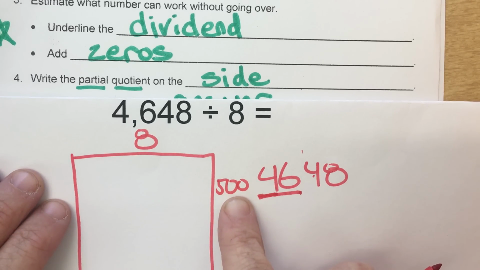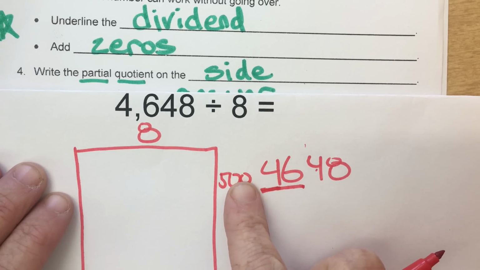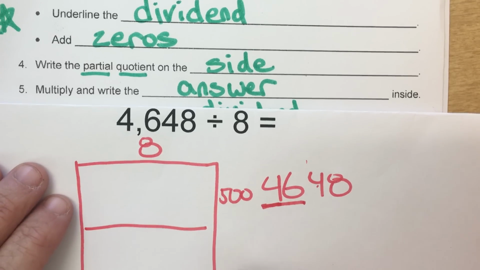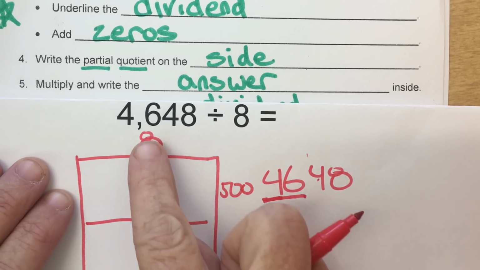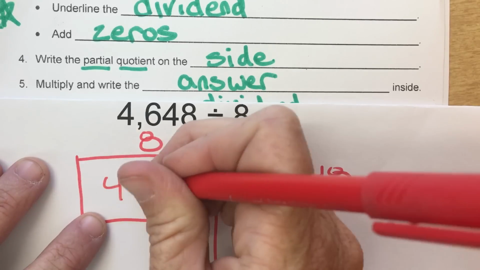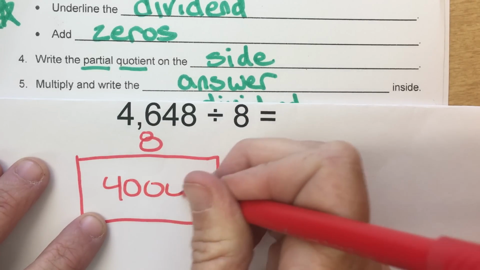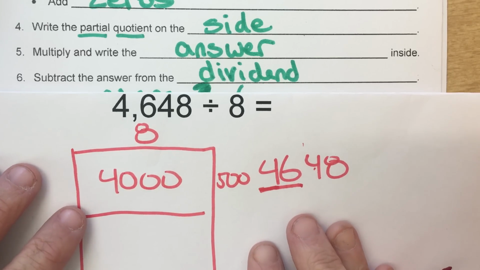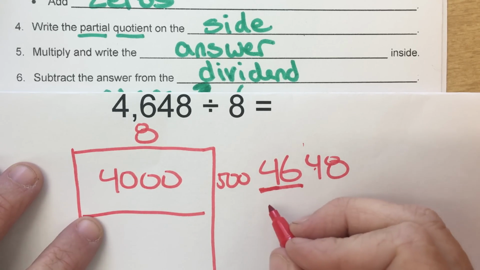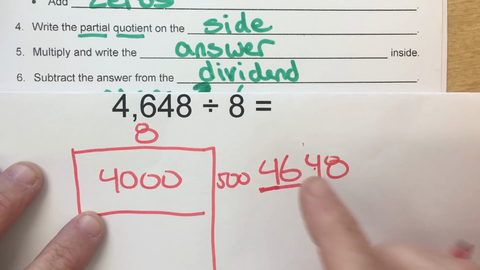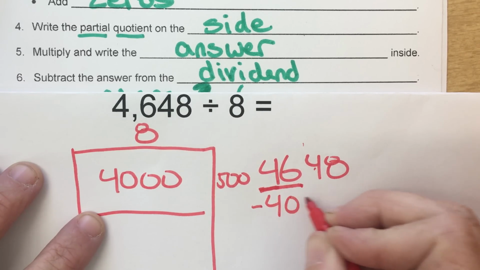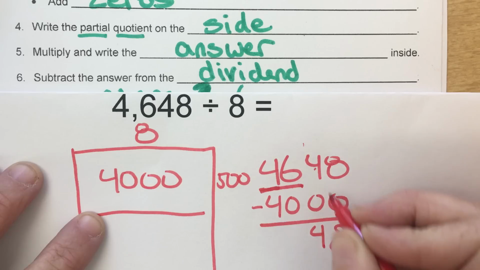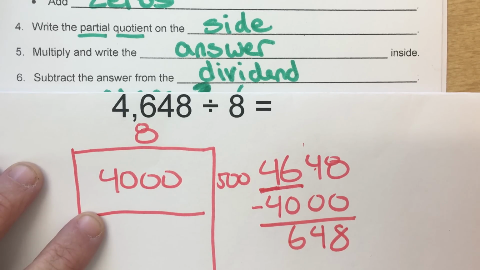I wrote that on the side. My partial quotient's 500. Step 5 says I'm going to multiply and write this answer on the inside. So 8 times 5 is 40, and add 2 extra zeros gives me 4,000. Step 6 says I'm going to subtract the answer from the dividend. So I'm going to take this and subtract from my dividend. And I get 646.